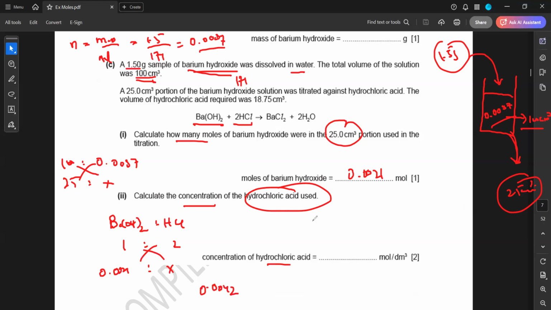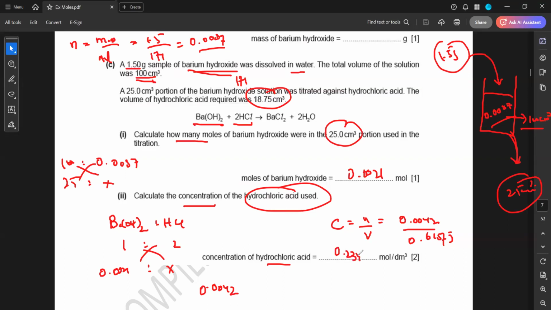Now we have the moles of hydrochloric acid and the volume of hydrochloric acid is there. So if we need the concentration, it is moles divided by volume. So moles are 0.0042 and the volume is 18.75 divided by 1000. That is 0.0187. So you get about 0.234 moles per dm cube.